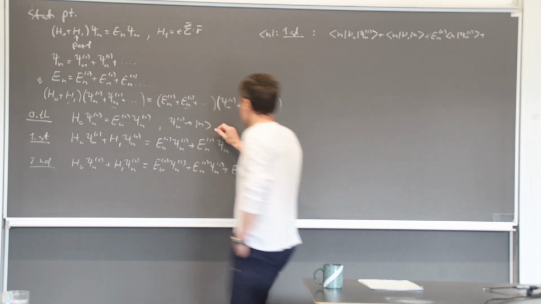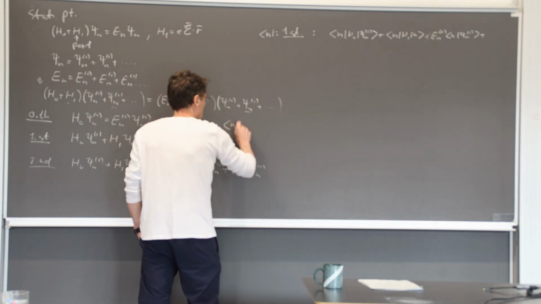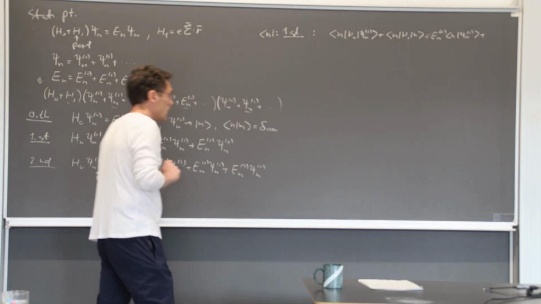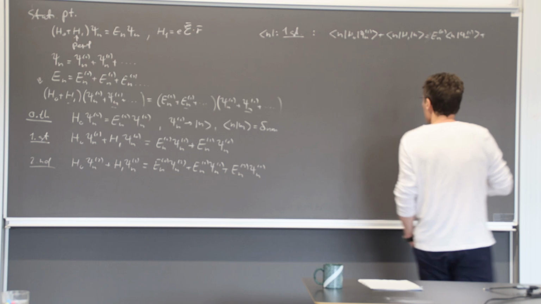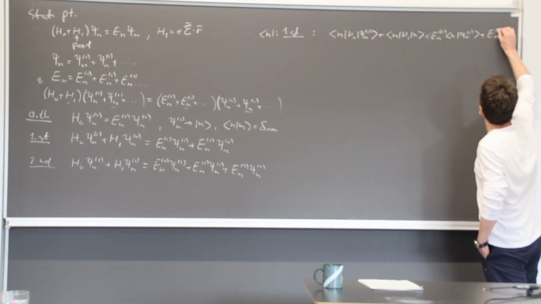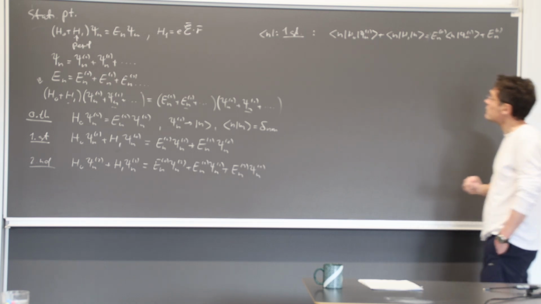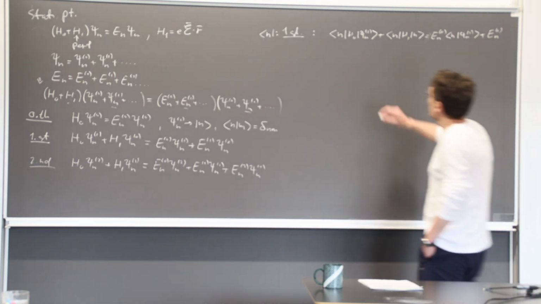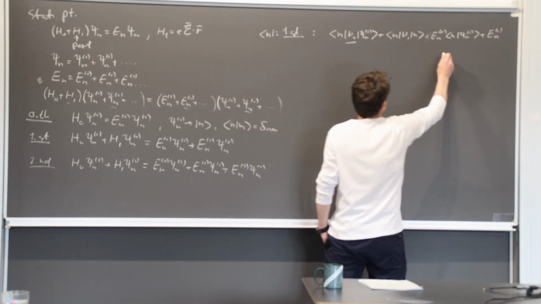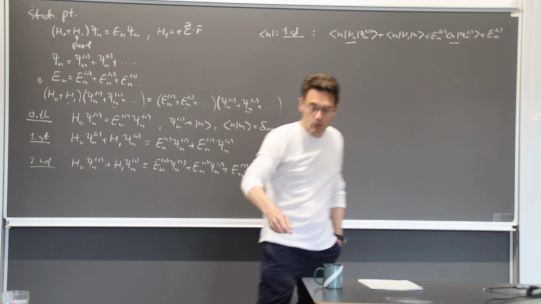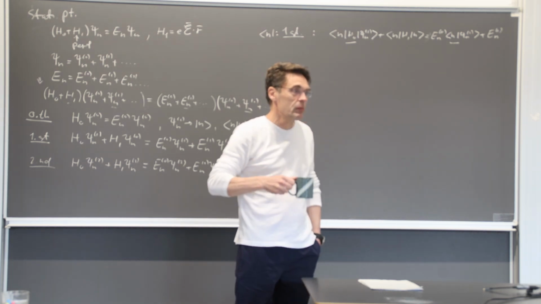Maybe I should write this, right? That obviously n, m here are orthonormal. So this is just going to give me en1 over there. And now what I will claim is that this term equals that term. Why would I claim this to be true?